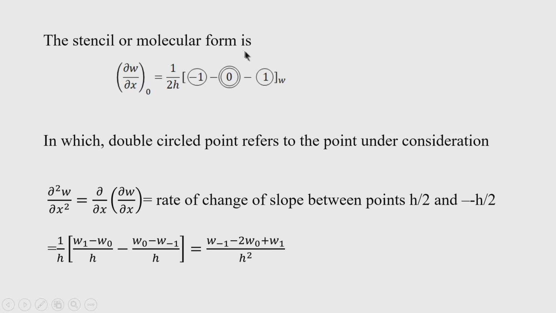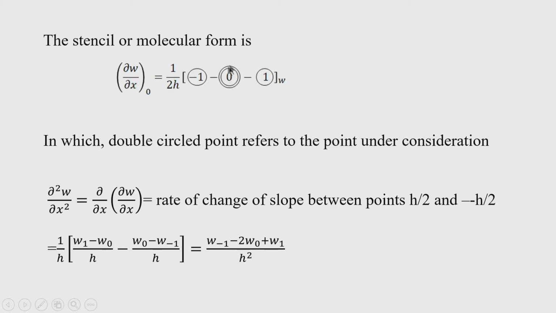So, this form is suitable, because when we want to compute the slope at any point, we just place the stencil on the finite difference mesh, centering this double circle point on the node where we want the slope. The double circle point refers to the point under consideration.